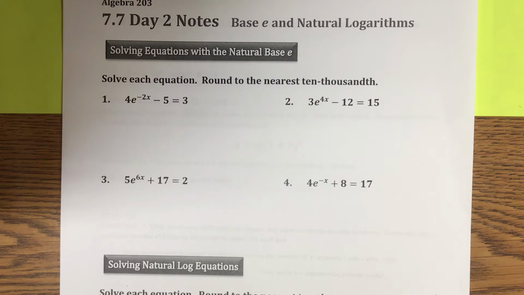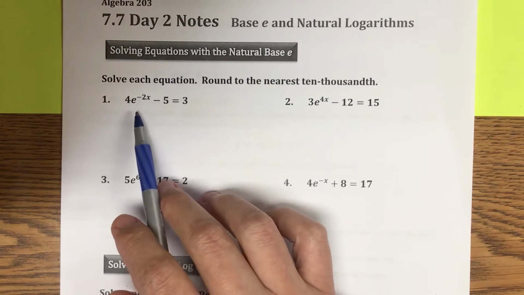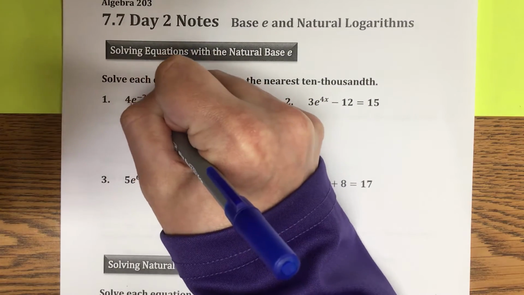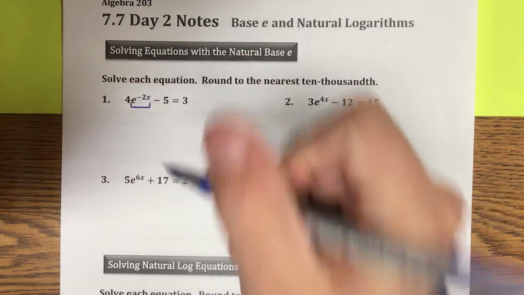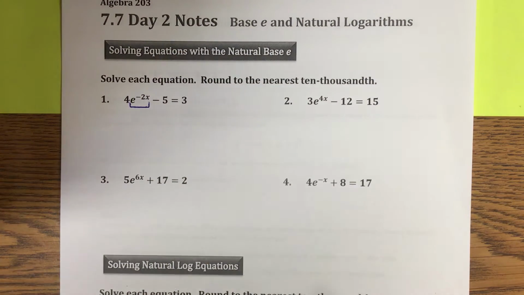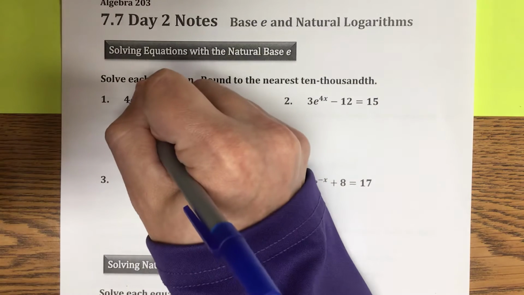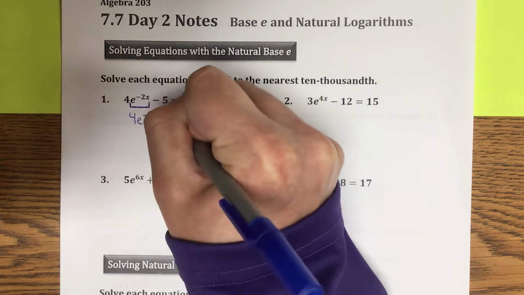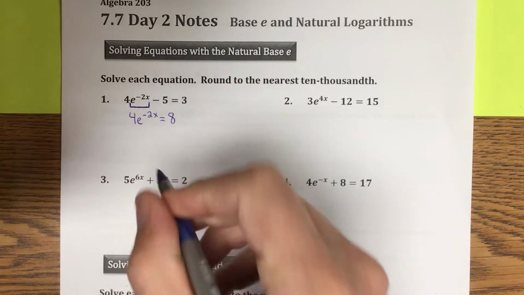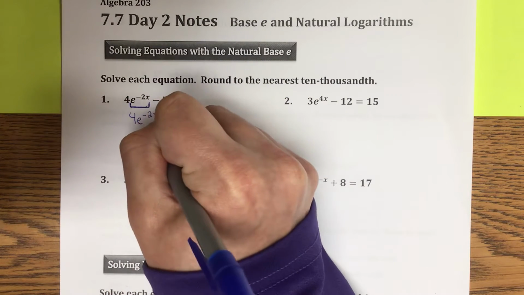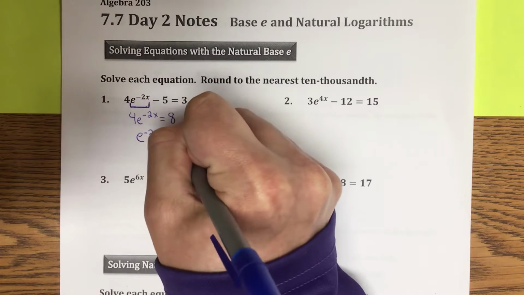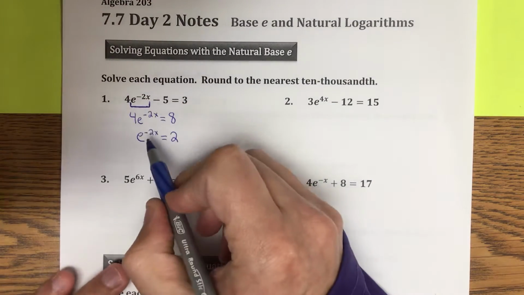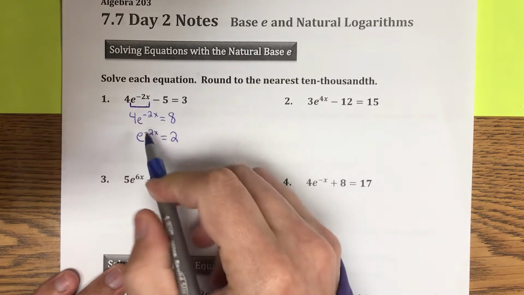So in problems 1 through 4, when you have the base e, the first thing you want to do is isolate it. Okay, you want to get it by itself on one side of the equation. So I'm going to start by adding the 5 over. And then I will divide the 4 out front. Now at this point, usually what would happen is I would try to get bases to be the same.